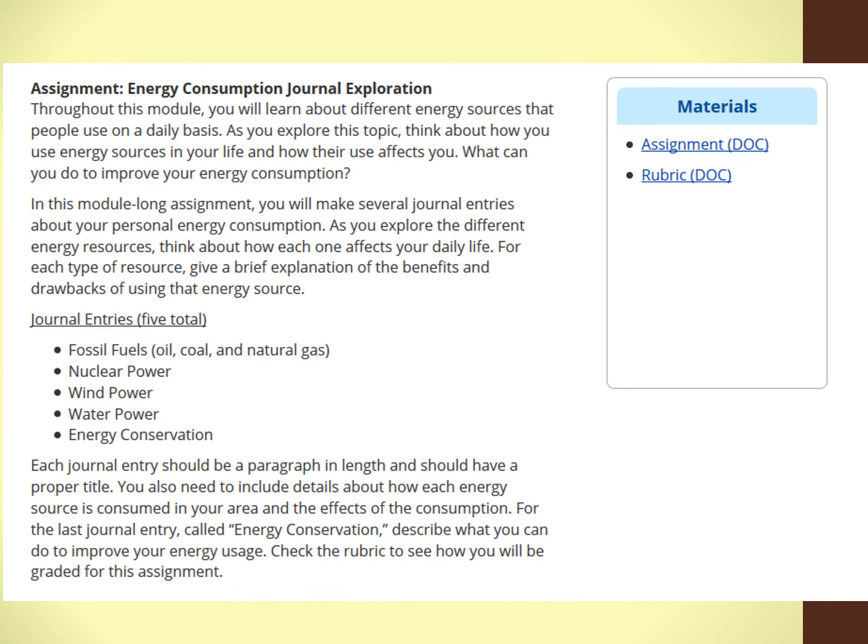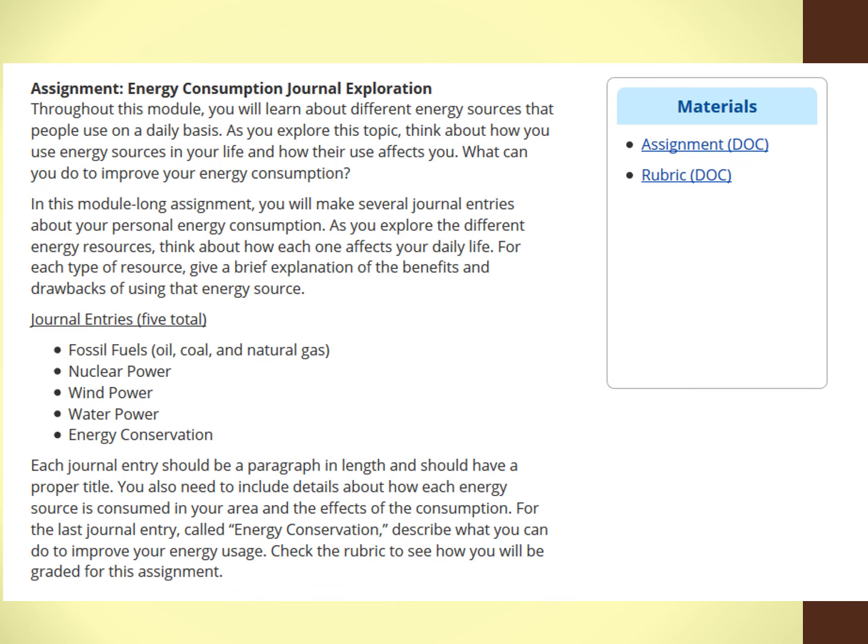You're going to be learning about the different energy sources, and as we're learning, I want you to think about how you're using those in your life. If we're talking about fossil fuels, I want you to think, what are these fossil fuels? How do I use those in my life? And how do they affect me? So you'll keep a journal entry for each one of those types of energy consumption.